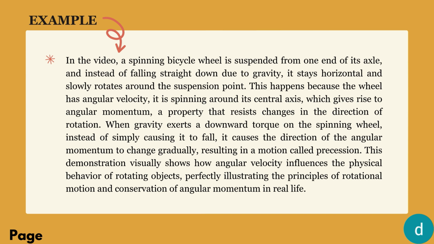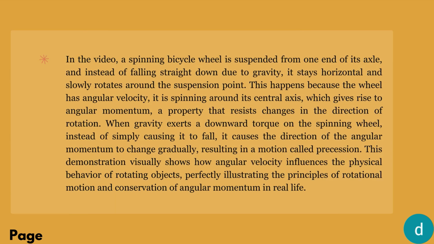It is spinning around its central axis, which gives rise to angular momentum, a property that resists changes in the direction of rotation. When gravity exerts a downward torque on the spinning wheel, instead of simply causing it to fall, it causes the direction of the angular momentum to change gradually, resulting in a motion called precession. This demonstration visually shows how angular velocity influences the physical behavior of rotating objects, perfectly illustrating the principle of rotational motion and conservation of angular momentum in real life.